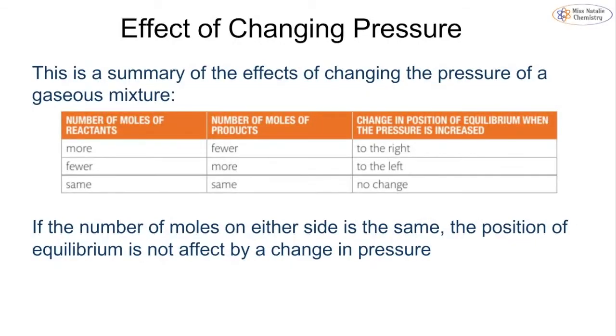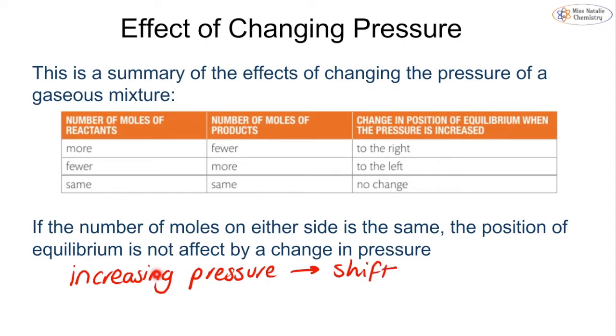So when we change the pressure of a gaseous mixture, if I have more moles of gaseous reactants in comparison to my products, when I increase the pressure, I'm going to shift to the right, because it will want to shift to the side with fewer gas particles. So increasing pressure shifts to the fewer gas moles, or gas molecules, or gas particles, however you want to phrase it.